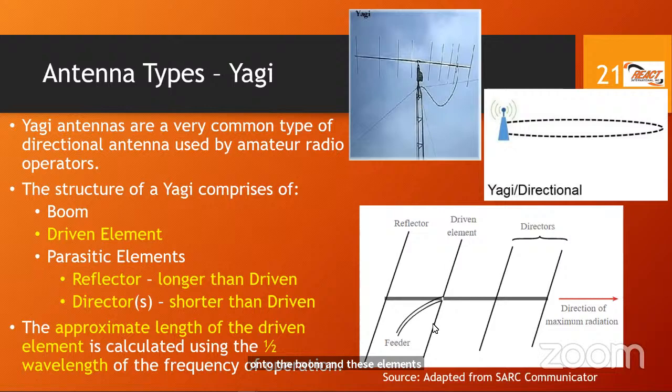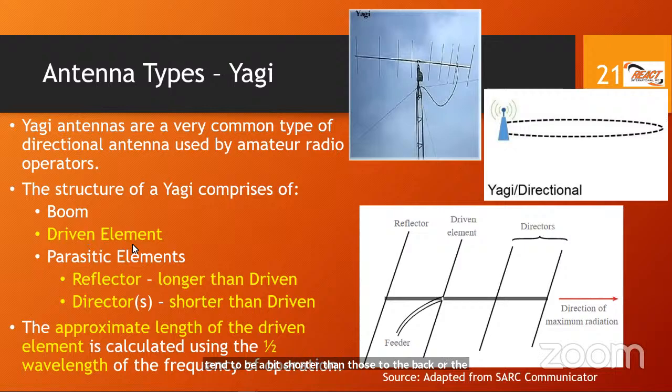The main element that your transmission line or feed line is connected to is called the driven element. And all of the others are parasitic elements. The one to the back is called the reflector, and the ones to the front are the directors. The reflector length tends to be a bit longer than the driven, and the directors tend to be a little shorter. So sometimes when you look at an antenna, you can tell what direction it's pointing, because the elements towards the front tend to be a bit shorter than those to the back or the rear. And that's what these bullet points are saying here.